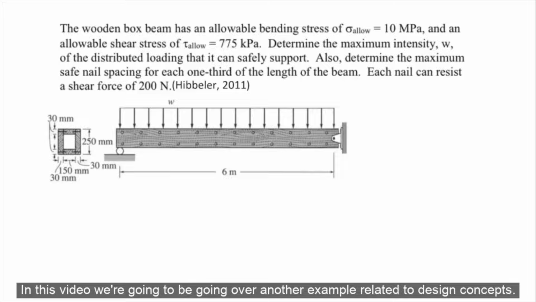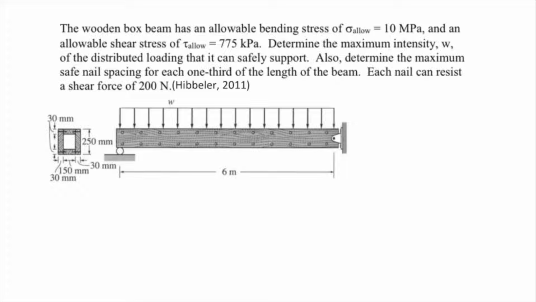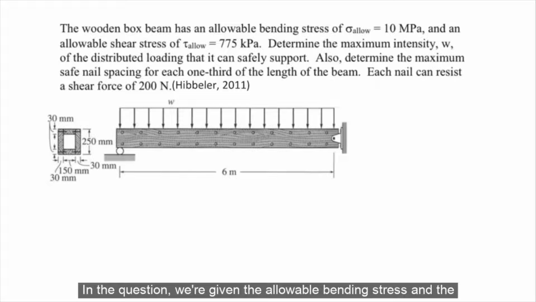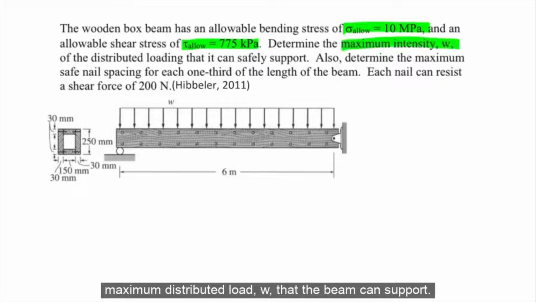In this video, we're going to be going over another example related to design concepts. I'll let you pause the video so you can read over the question and attempt the question on your own if you want. In the question, we're given the allowable bending stress and the allowable shear stress for this box beam, and we're told to find the maximum distributed load, W, that the beam can support.